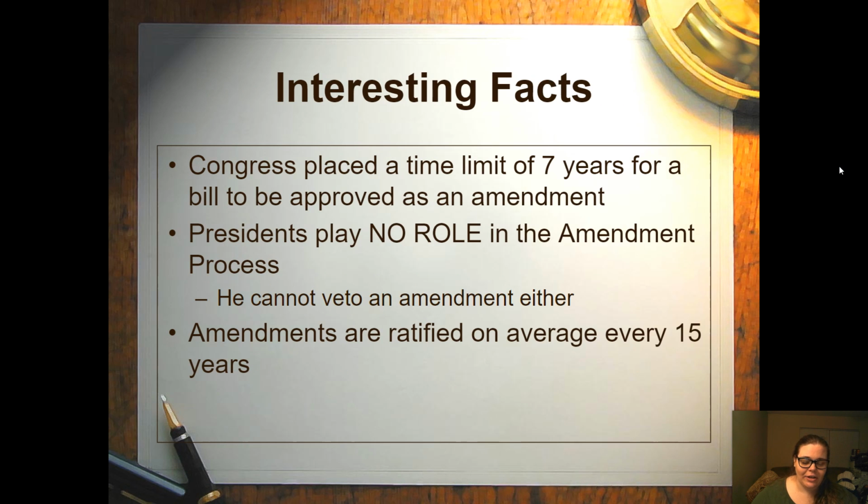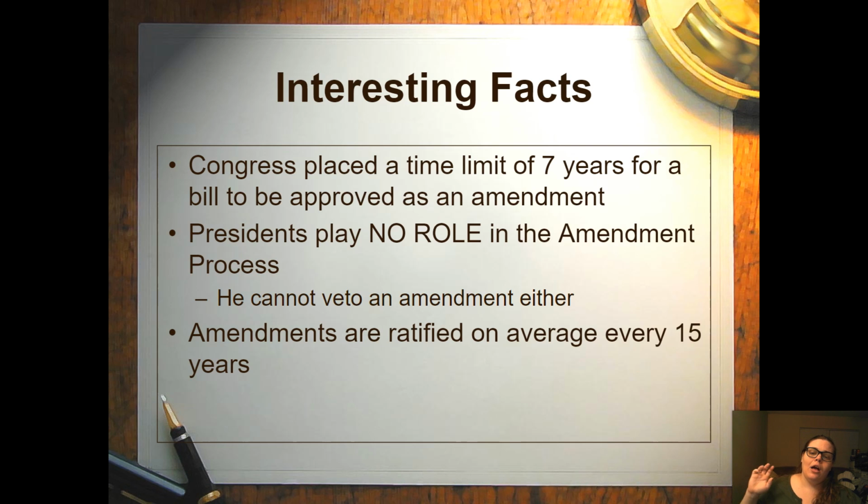A couple of interesting facts here. Amendments all start off as bills, like a law. They all start off as a bill in Congress, and Congress places a time limit. If you propose an amendment in Congress and you can't get enough members of the House and the Senate to approve that amendment in 7 years, it goes away. You've got to propose it again.